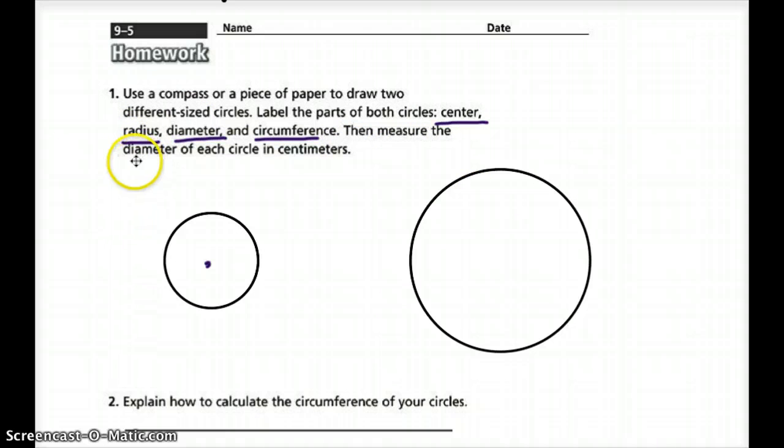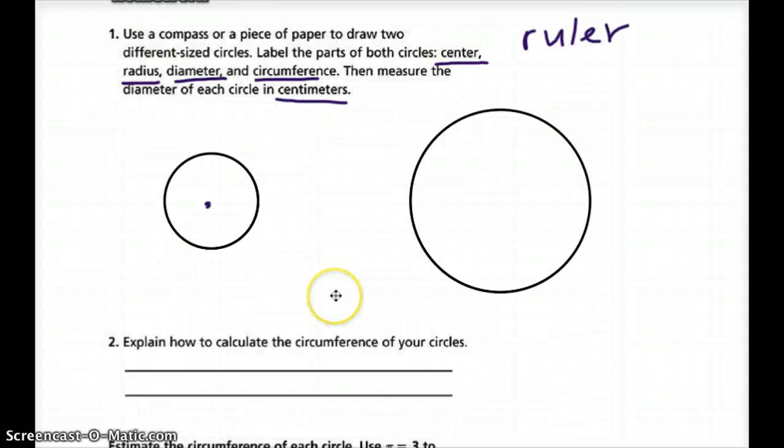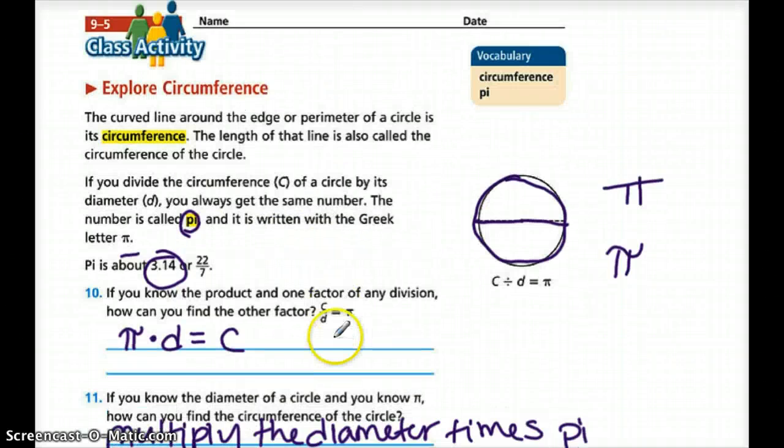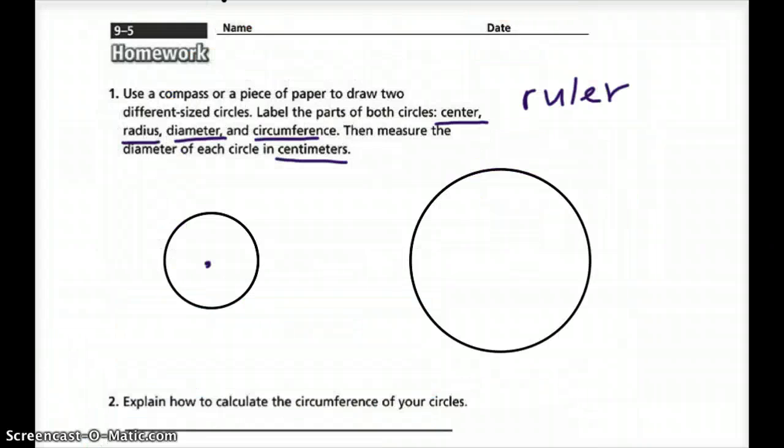Then measure the diameter of each circle in centimeters. So you need a ruler to measure today. Okay, then explain how to calculate the circumference of your circles. That is on the page right before this. So if you forget, go back to look at that page.